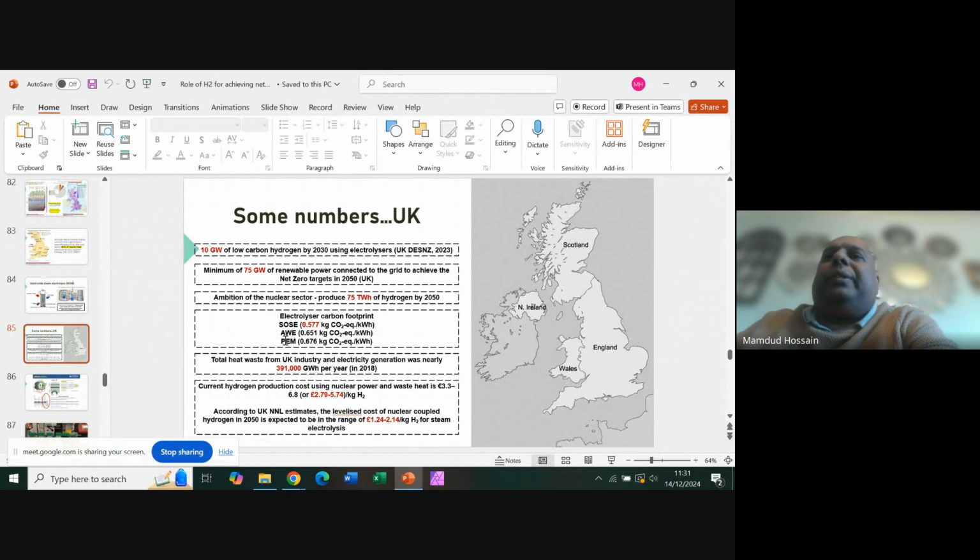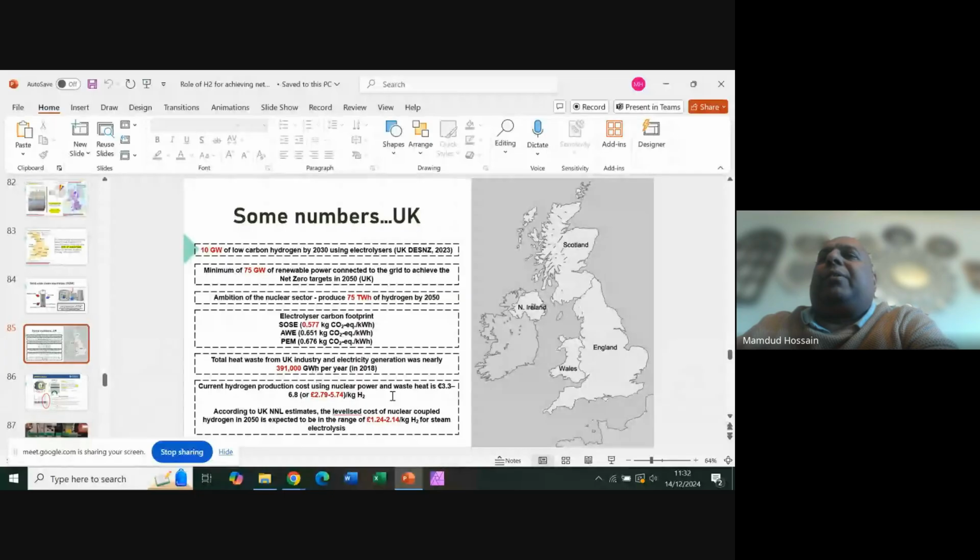This technology is very matured, but solid oxide electrolyzer runs at a high temperature. It can use waste heat. So that's the advantage. As I said before, in UK you have nearly 391 terawatt hour of waste heat. If you can use that, it will be a lot of advantage.